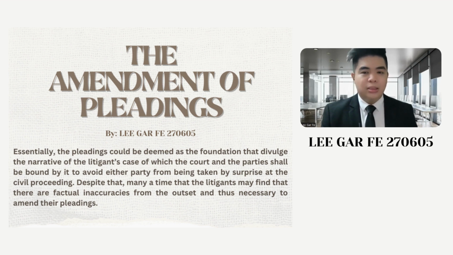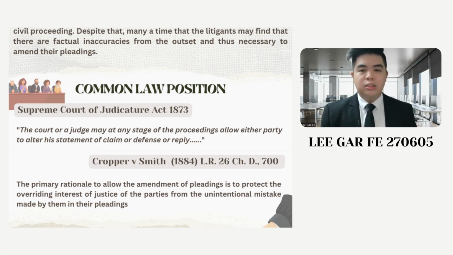The courts and the parties shall be bound by the pleadings to avoid either party being taken by surprise during the proceedings. Despite that, many a time litigants may find that there are factual inaccuracies from the outset, and thus it is necessary for them to amend their pleadings. Previously at common law, the position was that no amendments of pleadings would be allowed except where leave was granted by a full bench of court sitting at Westminster. Nevertheless, a more liberal approach was then adopted with the passage of the Supreme Court of Judicature Act 1873, which conferred on the court the power, at any stage of the proceedings, to allow either party to make amendments to his pleadings, whichever is necessary for the purpose of determining the real questions of the dispute.